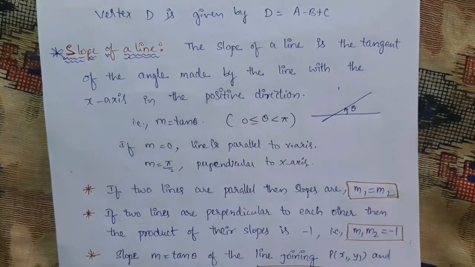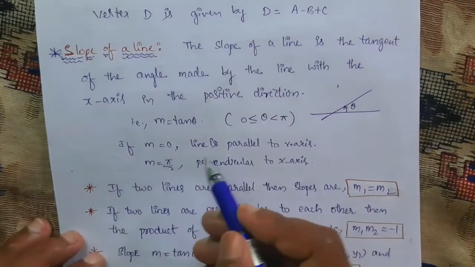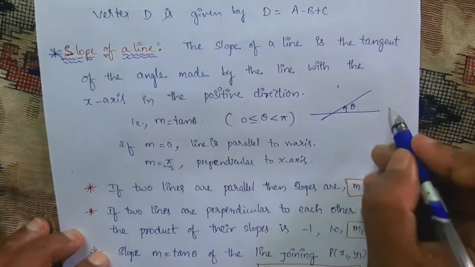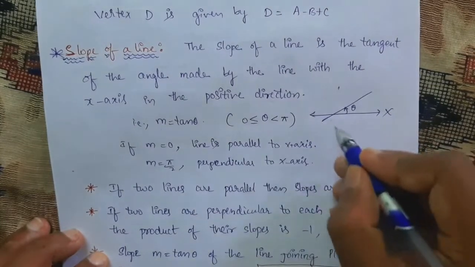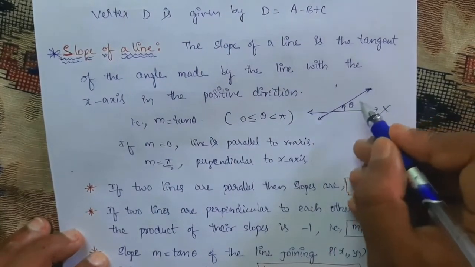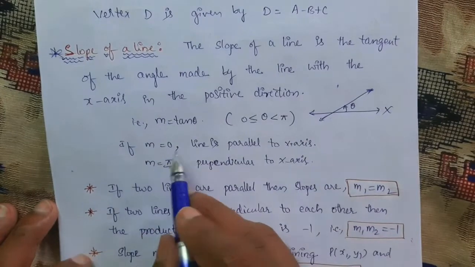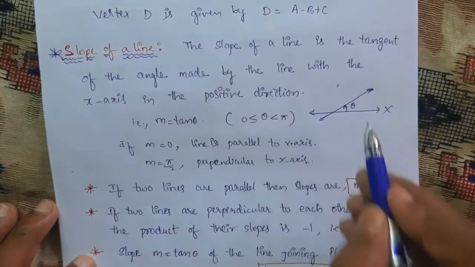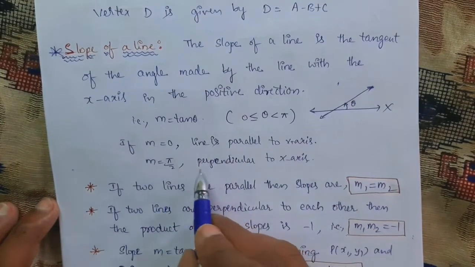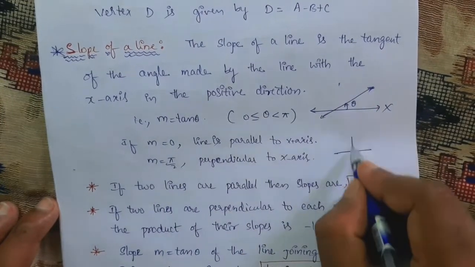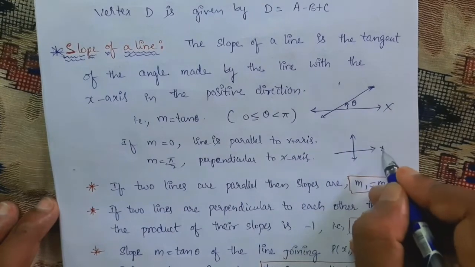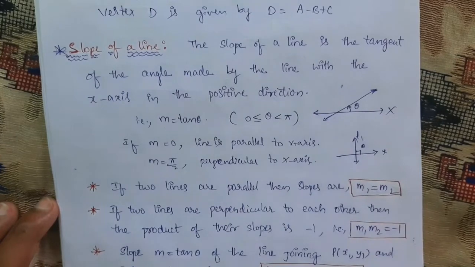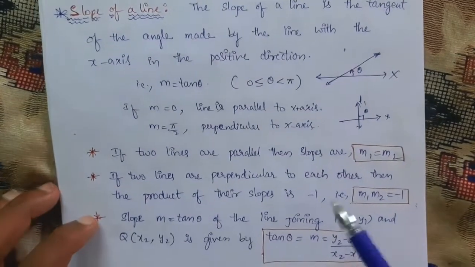Okay. If m is equal to 0, nothing but if the slope is equal to 0, then the line is parallel to the x-axis. So this is the x-axis. Like this we will find the slope. If slope is 0, that means the line is parallel to the x-axis or on the x-axis. If the angle is 90, that means the line is perpendicular to the x-axis. Okay, next. So these are those types of conditions.